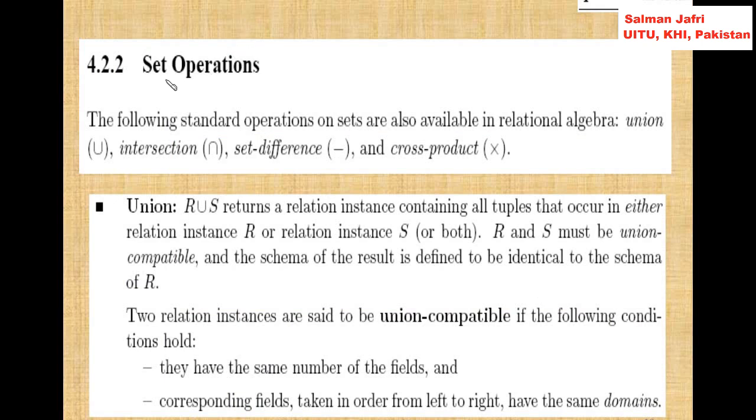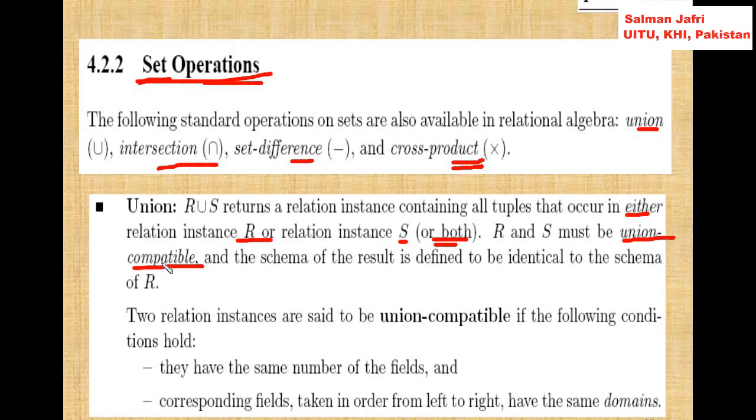So now we can look at some set operations that are of interest to us. The following standard operations on sets are also available in relational algebra: union, intersection, set difference, and cross product. So what is union? R union S returns a relation instance consisting of all tuples that occur in either instance R or instance S or both, just like set operations. But for this to occur, R and S must be union compatible.